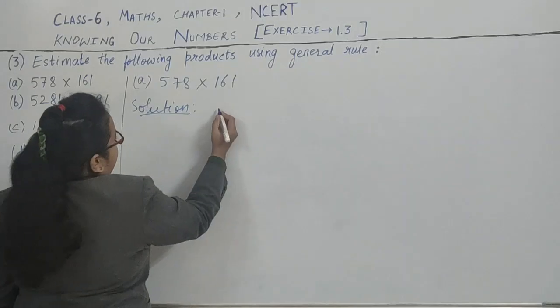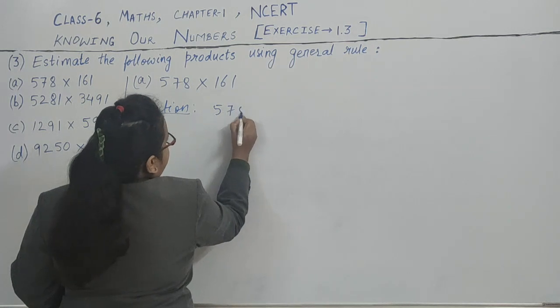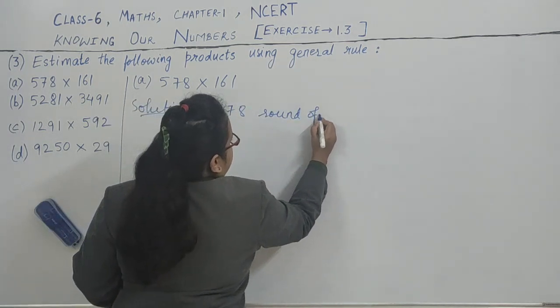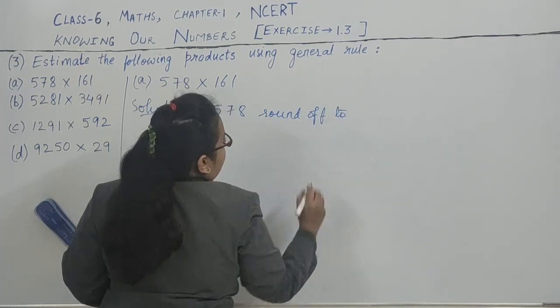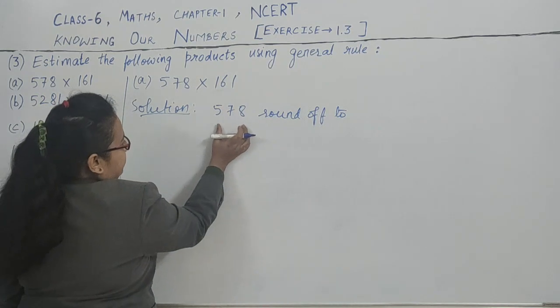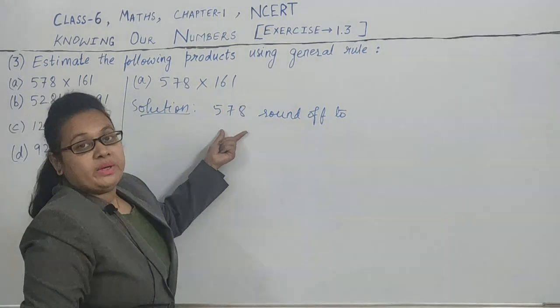Solution. 578 rounds off to what? It will be rounded off. See, it is nearer to which hundreds?